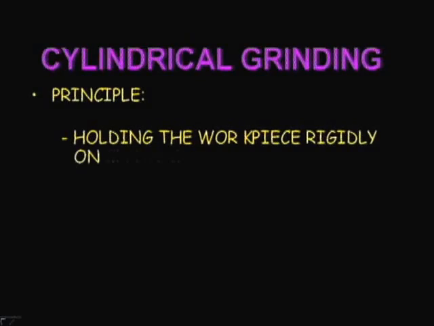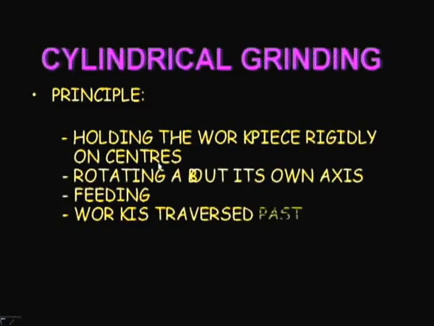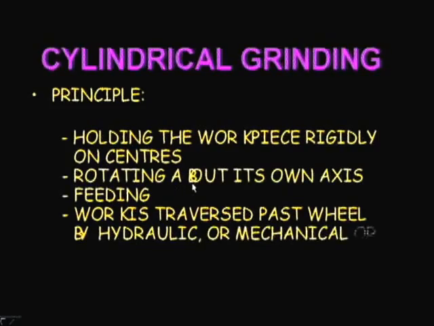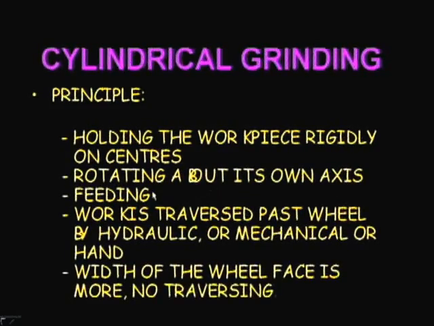The first one is cylindrical grinding. How will this cylindrical grinding be done? What is the principle? Here, the workpiece is held rigidly on centers, rotating about its own axis. For feeding, the work is traversed past the wheel by hydraulic, mechanical or hand means. If the width of the wheel face is more, there is no traversing.